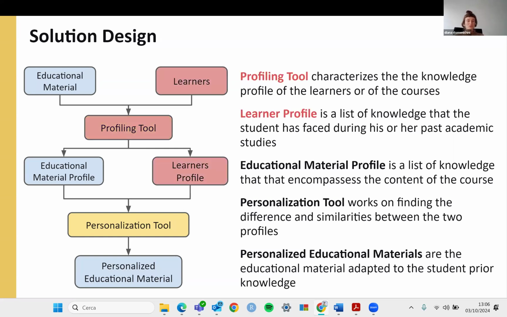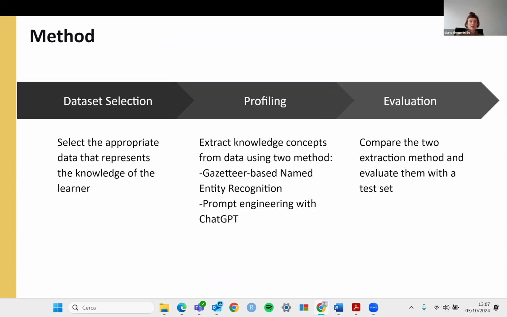In this presentation, we will just focus on how to create a knowledge profile that represents the knowledge that the learner has gained during his past academic studies, and also to see how to represent it in a meaningful way in order to inform teachers and instructional designers.